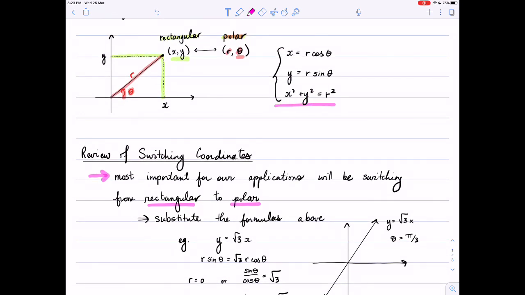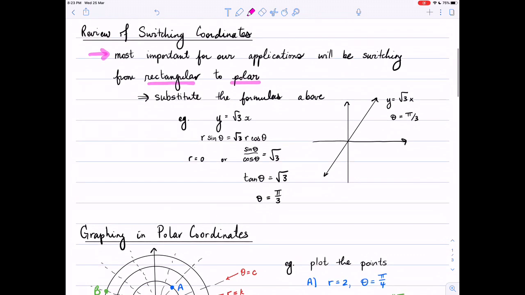So if we want to change the curve y is equal to root 3 x into polar coordinates, we're going to use y as r sine theta, x as r cos theta, and then go ahead and do some simplification. So there's two possibilities. Obviously, either r could be 0, in which case both sides are 0, or if r is non-zero, then you get sine over cos is root 3, which means tan is root 3, or theta is pi over 3. So what does that tell us?